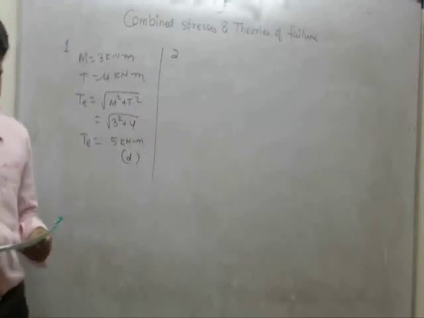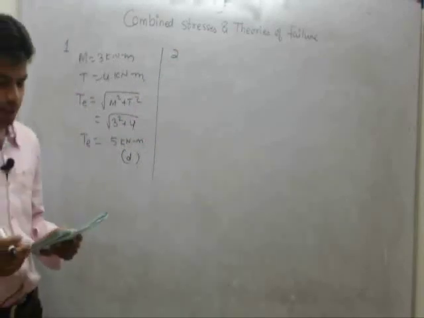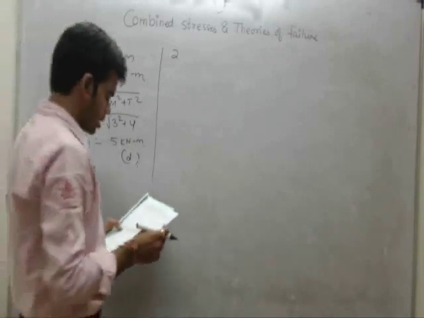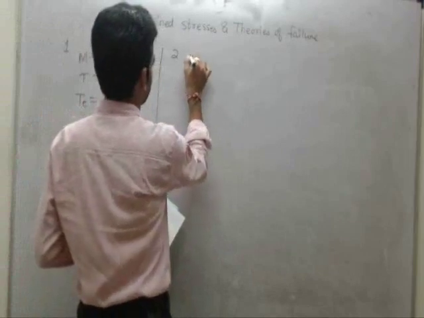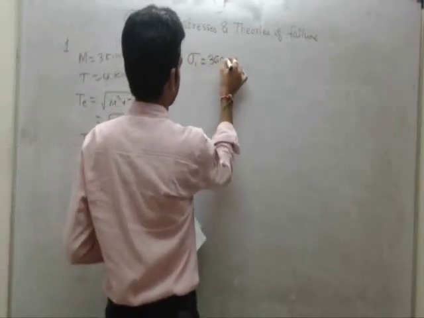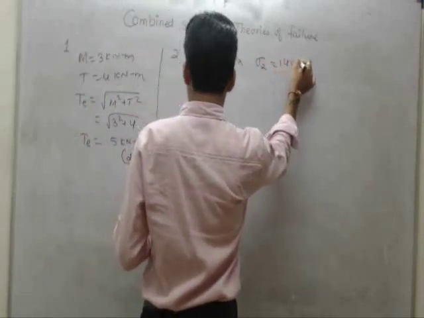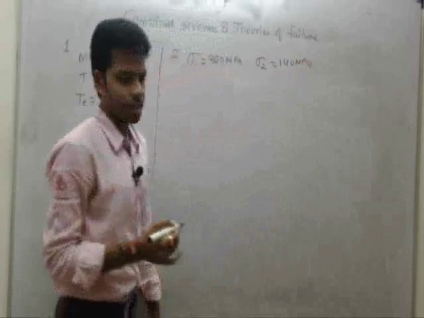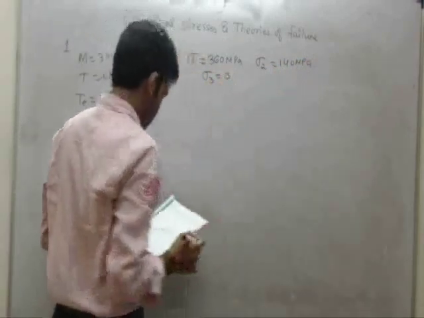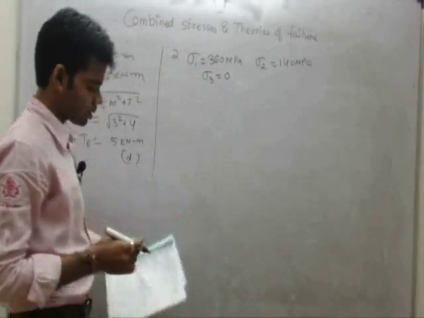A small element at a critical section of the component is in a biaxial state of stress with two principal stresses being 360 megapascal and 140 megapascal. Sigma 1 is given as 360 megapascal and sigma 2 is given as 140 megapascal. Biaxial state of stress means sigma 3 will be equal to 0. Only two stresses are given. The maximum working stress according to distortion energy theory is.